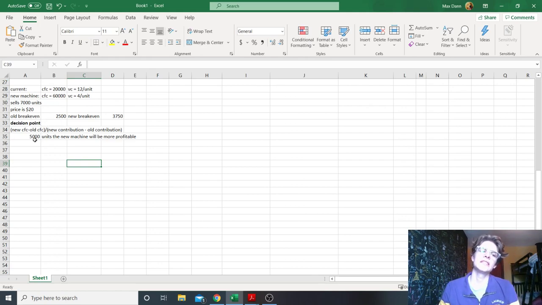So this first part was break even. The second thing we wanted to do was decision points. The decision point is the amount of units at which the new thing becomes more profitable than the old one. Just because you're breaking even on it doesn't mean it's more profitable. Notice it costs a lot more, right? And then that's it. That's it really for this question.